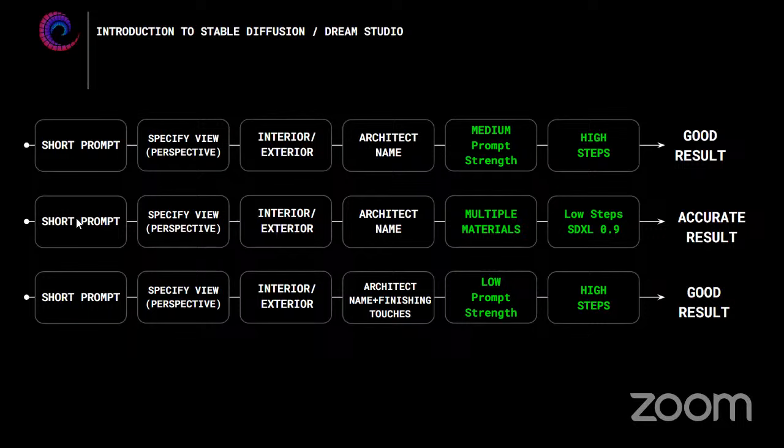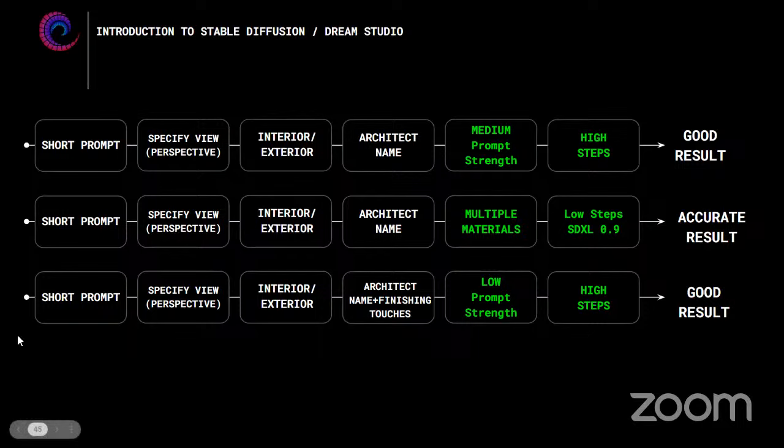For the other example, if you have a short prompt and specify the view, the interior or exterior, the architect name, and also specify the materials, you will have to use the previous model, SDXL, Stable Diffusion, to respond more to materials and details, so you get a more accurate result.